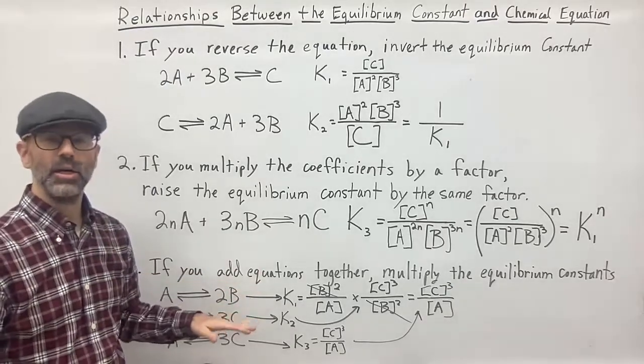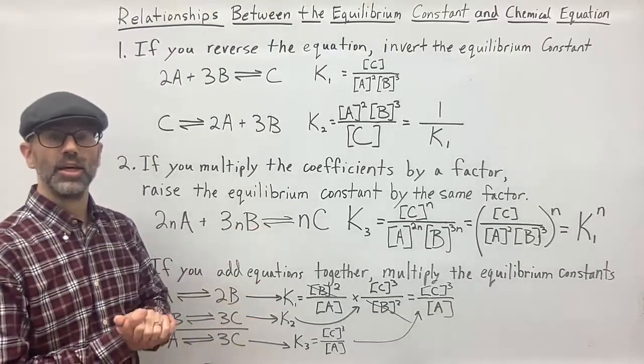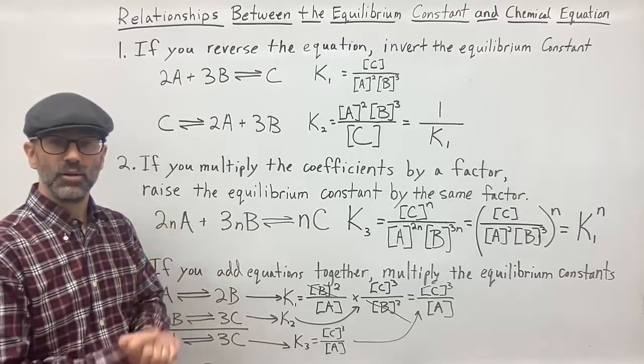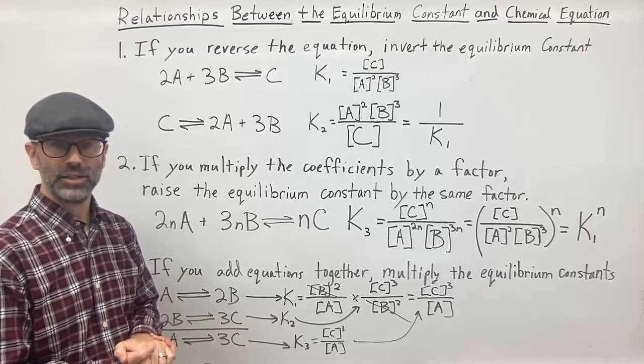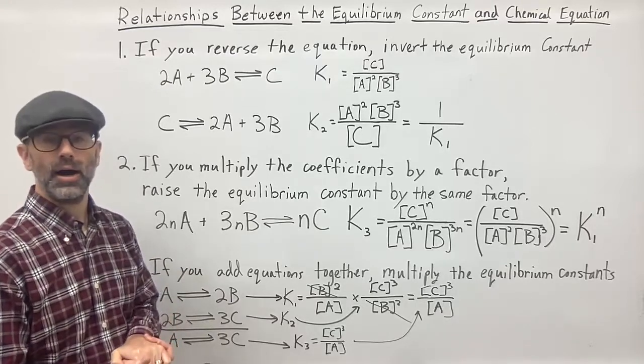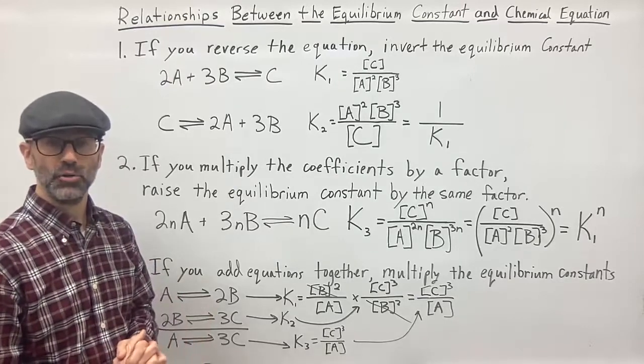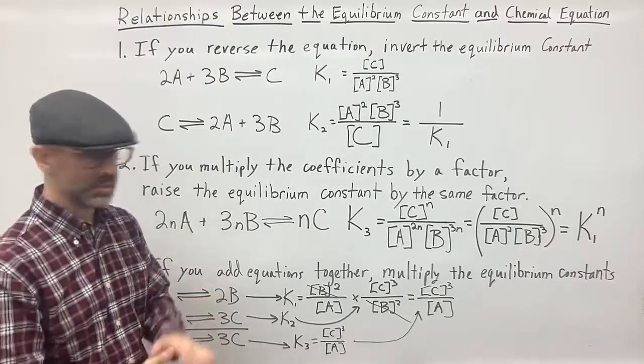Okay, for number 3, the third and last relationship I'm going to go over is that if you add equations together, you multiply the equilibrium constants for those reactions to get the new equilibrium constant of the new reaction that you got when you added them together.